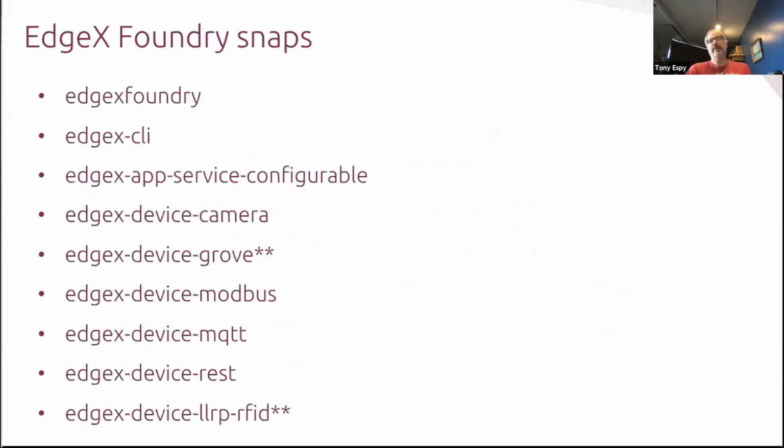And this is the current list of snaps that are available from the Snap Store. Includes the EdgeX client. You'll notice the UI is not here. That is something that we intend to work on as part of the Jakarta cycle. And then there are a couple here that are asterisked, EdgeX Device Grove and the RFID device service snaps. Those are still in progress at the moment. Next slide, please.